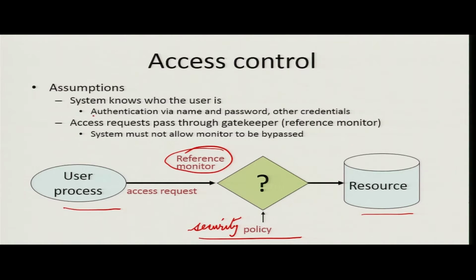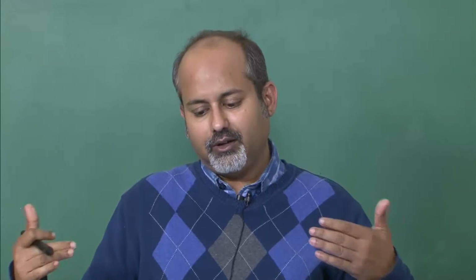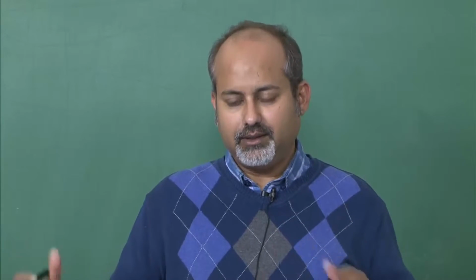So, there is an authentication process that starts the access control, because once you authenticate yourself, then only it will check against the security policy if you are also authorized to access. So, authentication and authorization are two different things. Authentication is checking your ID, and authorization is seeing whether that ID has certain privileges or access rights.